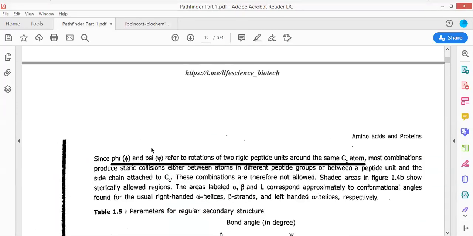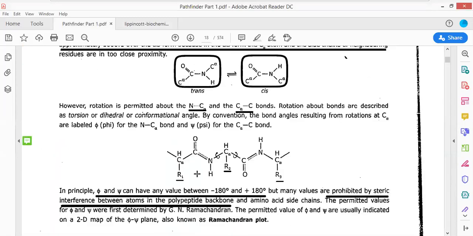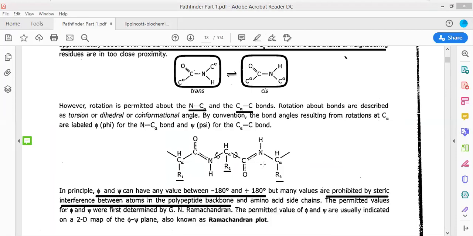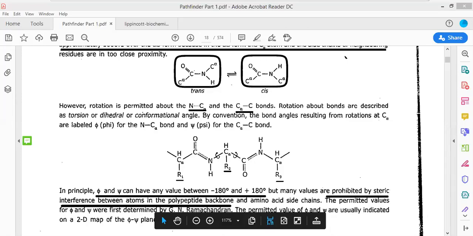In yesterday's lecture, I have already told you what is the value of omega, how the value of omega is being oriented, what is psi, what is phi, how these molecules are being oriented with regard to each other. That we have to look forward. Okay, now please, we are going to move forward.